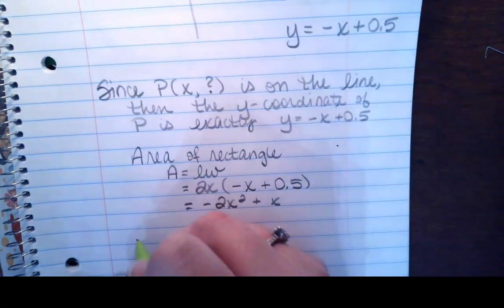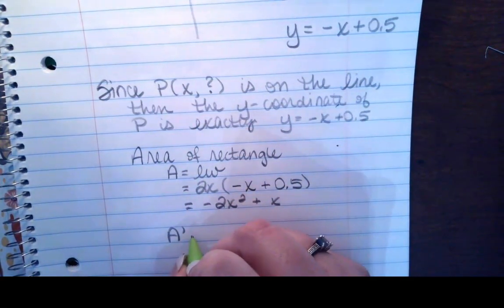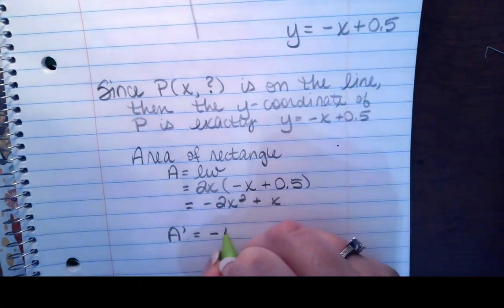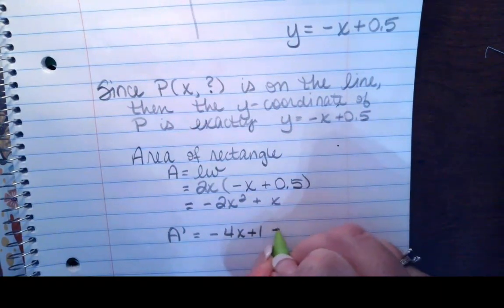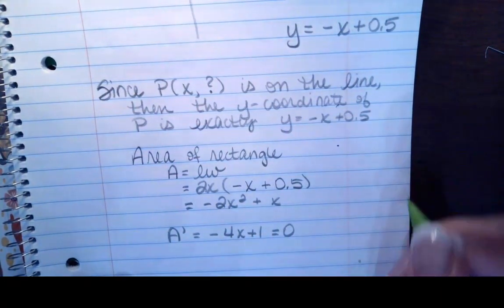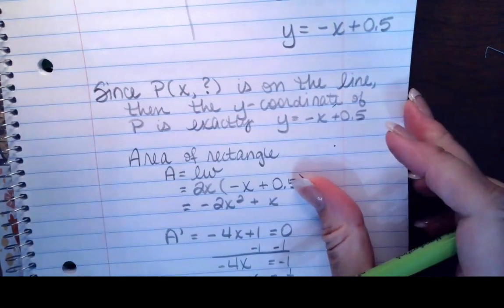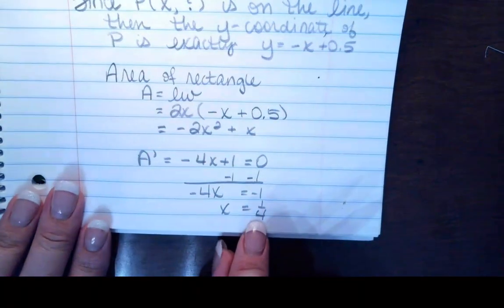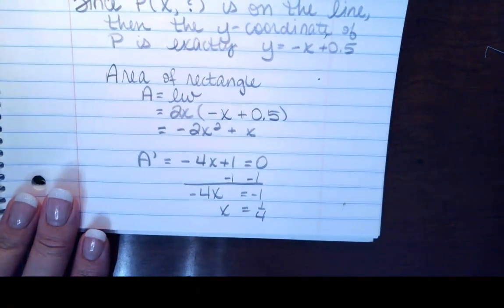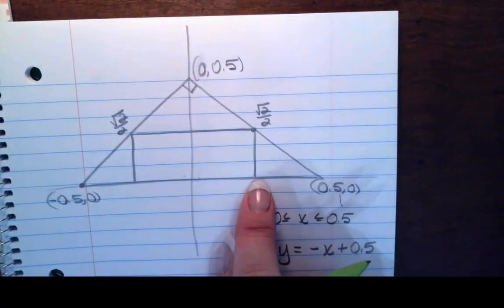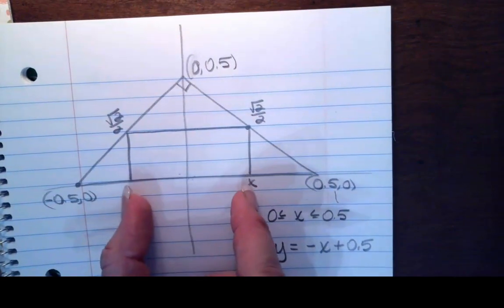And then I'm going to take a derivative. So the derivative of my rectangle's area is negative 4x plus 1. Set that equal to 0, subtract 1, negative 4x is negative 1, so x must be 1/4. And that's probably the easiest one that we did in this entire section. Okay, so x would be 1/4 here, x would be 1/4 here for a total length of 1/2.